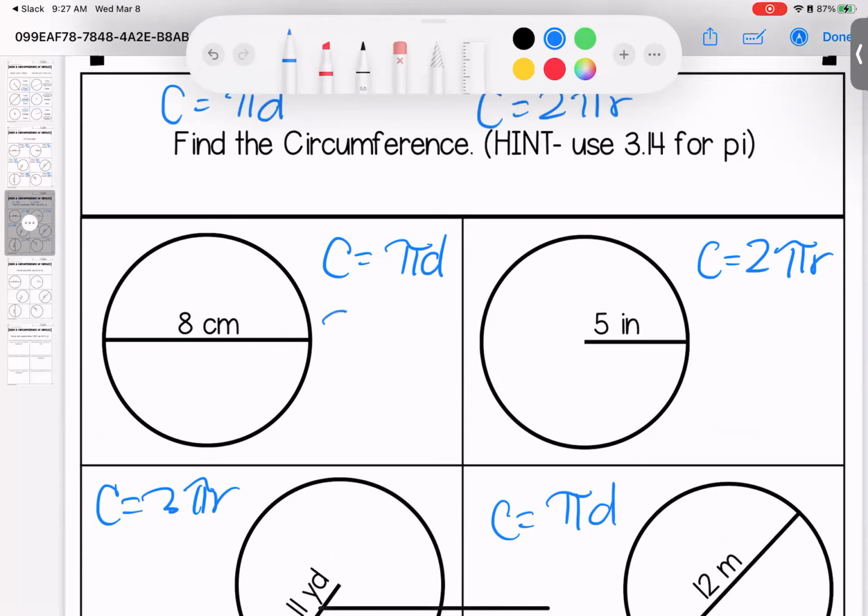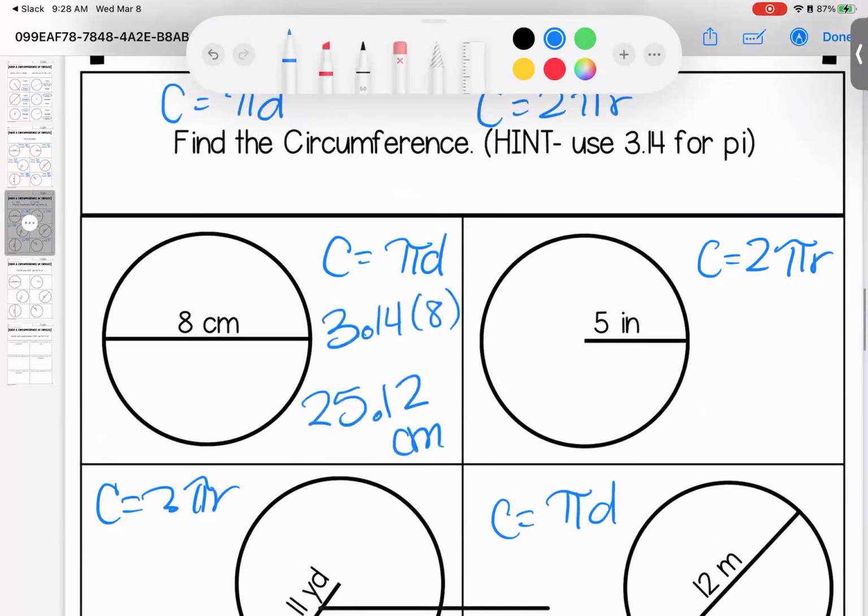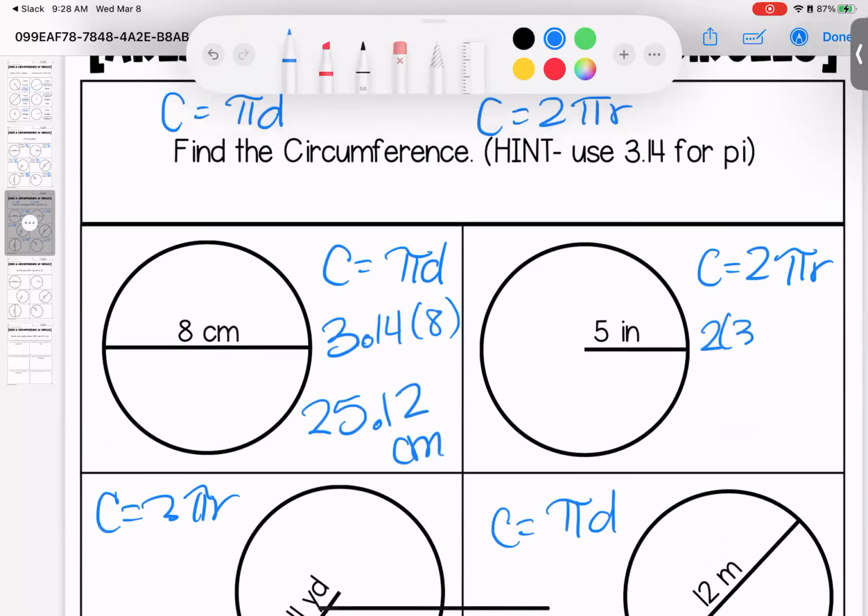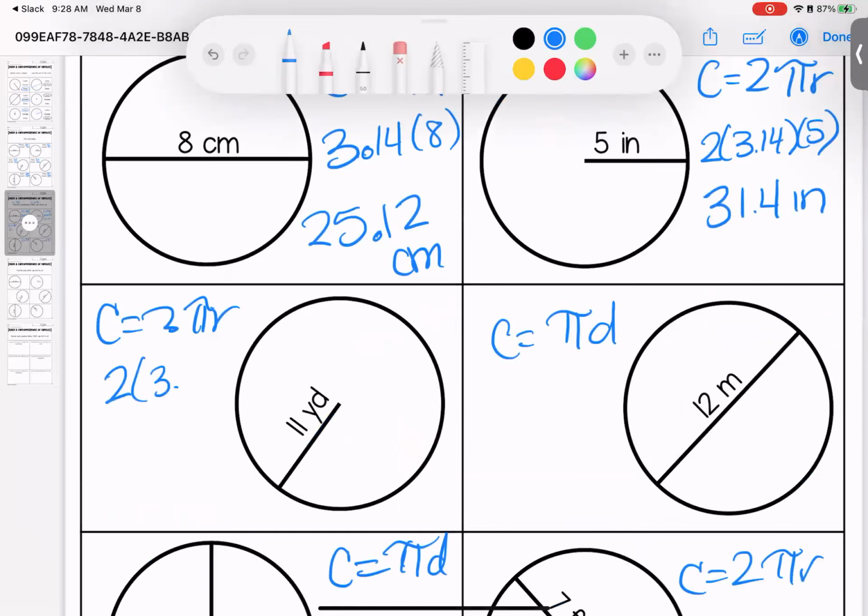Pi, 3.14 times the diameter, which is 8, you should get 24.12 centimeters. Over here, 2 times 3.14 times 5, you should be plugging these into your calculator. I get 31.4 inches. Here I have 2 times 3.14 times 11. That's going to give me 69.08 yards.